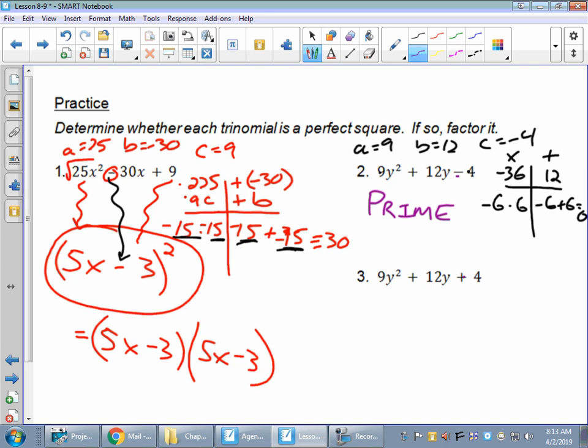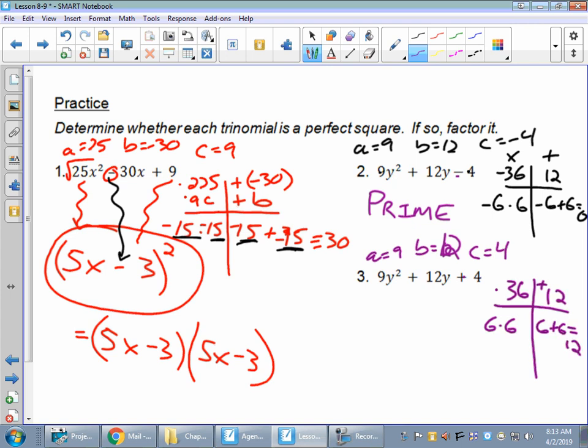If I make a product sum table, again, now my A is 9. My B is 12. Let's stay the same, but my C is a positive 4 this time. So now when I do my product sum table, I am multiplying 9 times 4 to get a positive 36, and I'm adding to get a 12. Okay, so now I can go 6 times 6. That'll give me 36. When I add those up, 6 plus 6 equals 12. So now I'm in business. I got identical numbers, identical signs, and so I can do the shortcut method.